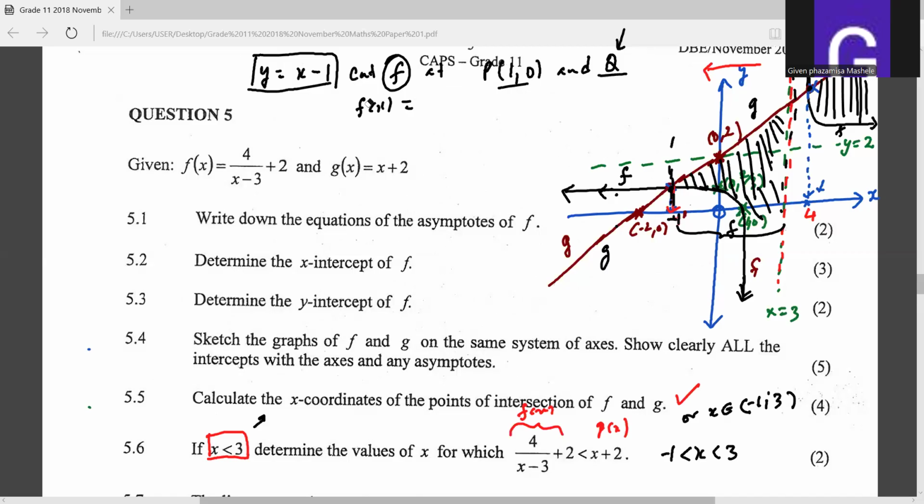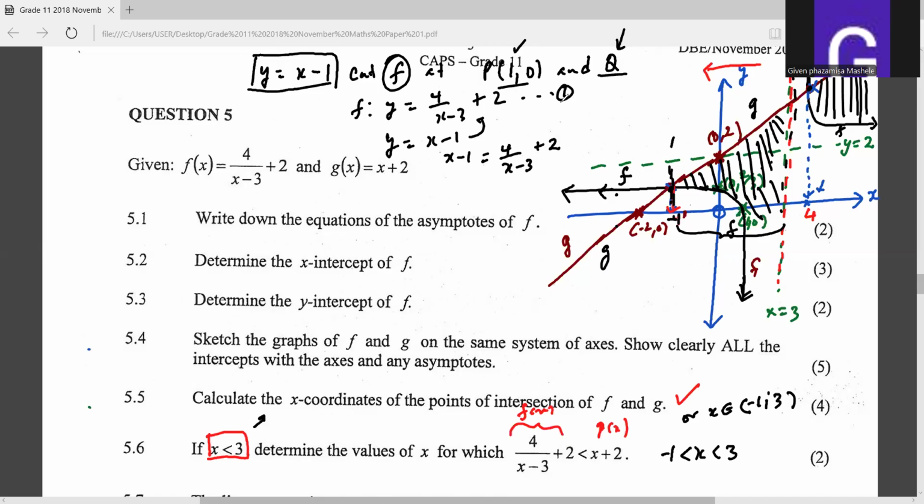So it means this is the point. So we're going to say, okay, fine. The f is y equals 4 over x minus 3 plus 2. And the line is y equals x minus 1. So we have to solve simultaneously because this is the point of intersection. So where there is y in the first equation, we substitute x minus 1. So this will be x minus 1 equals 4 over x minus 3 plus 2.